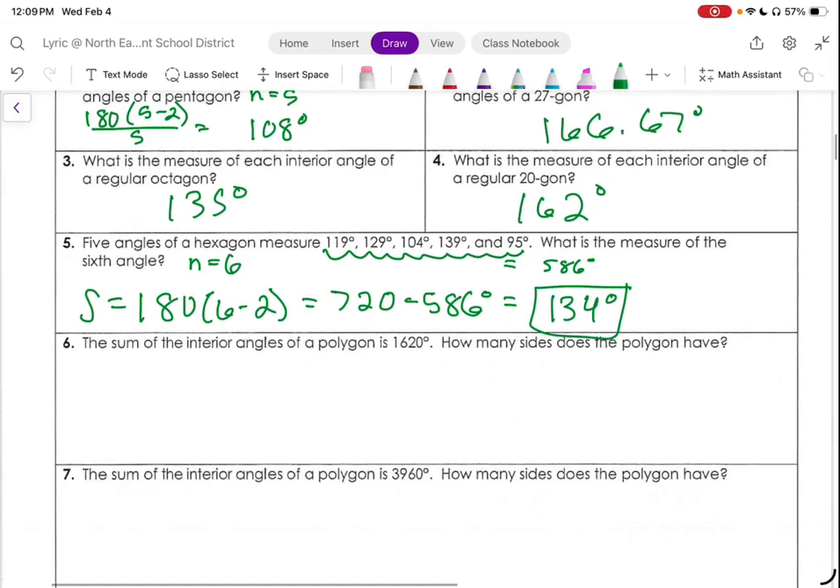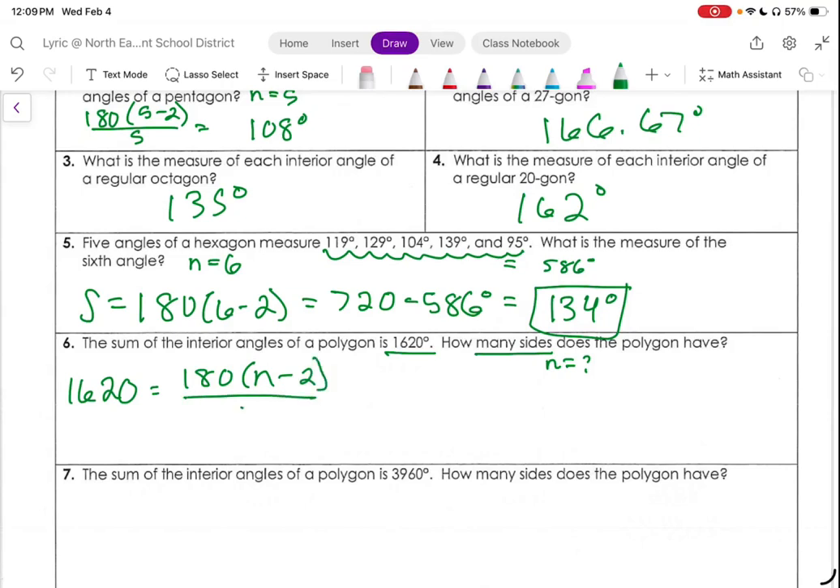Number 6: the sum of the interior angles of a polygon is 1620 degrees. How many sides does the polygon have? So what is it looking for here? It's asking for the number of sides, which is n. We're going to use the same formulas as before, but a little differently. They say the sum is 1620, so that is our S: 1620 equals 180 times n minus 2.